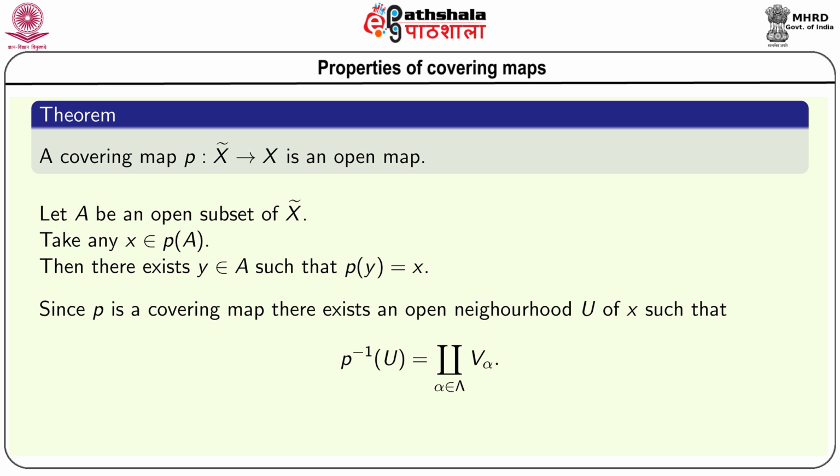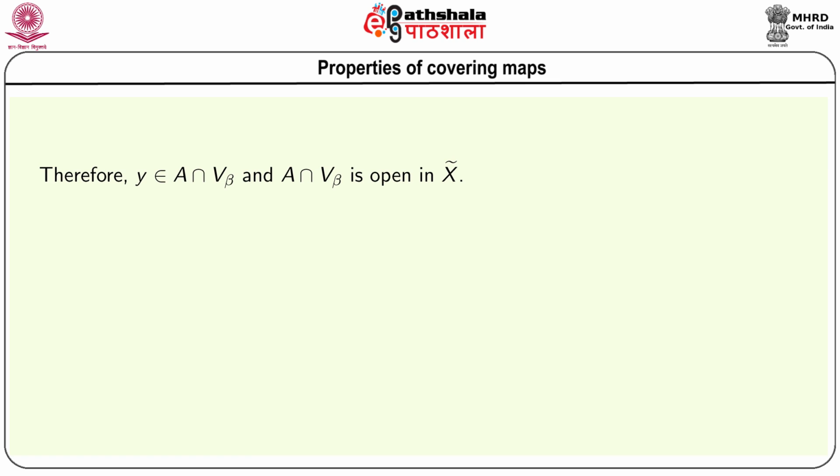Since P is a covering map, there exists an open neighborhood U of x such that P inverse U is a disjoint union of some V alphas, where V alphas are open subsets in X tilde. Now, since y is taken from A, y is in some V beta. Therefore, y is in A intersection V beta, and A intersection V beta is open in X tilde. So, A intersection V beta becomes open in V beta.